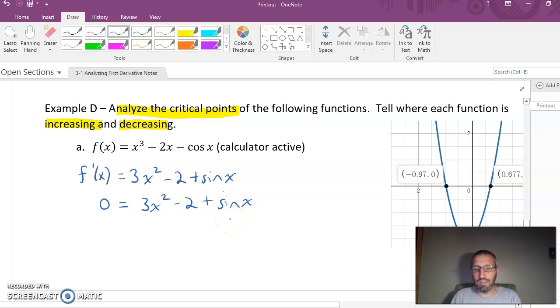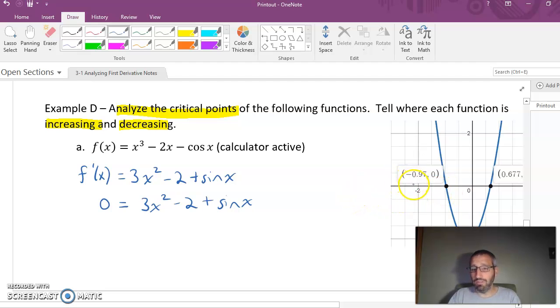And this is a problem where we would normally start to think about doing some factoring and trying to solve. But with that sine of x, it becomes a little bit tricky. So I think what we want to do is plug 3x to the second minus 2 plus sine of x into our graphing calculator. And that's what's over here on the right. That's what this graph is. I went ahead and plugged that into Desmos to take a peek at what that is.